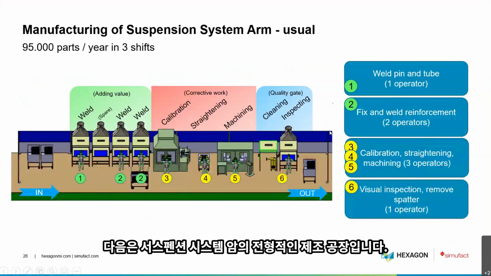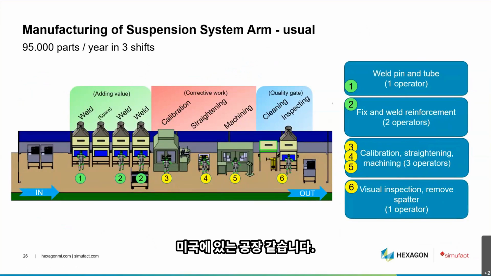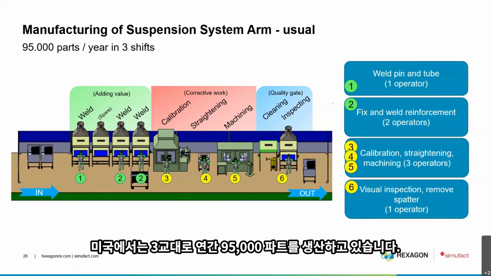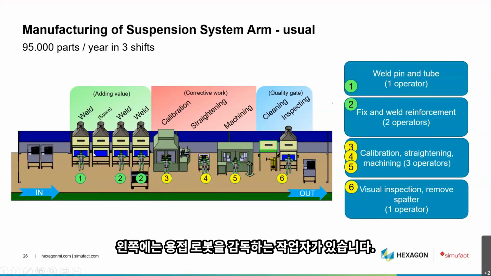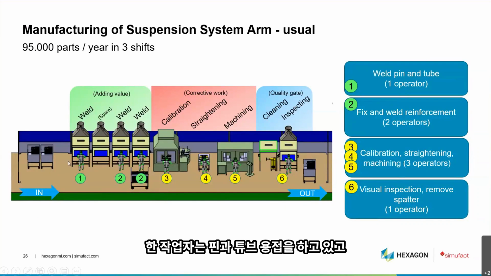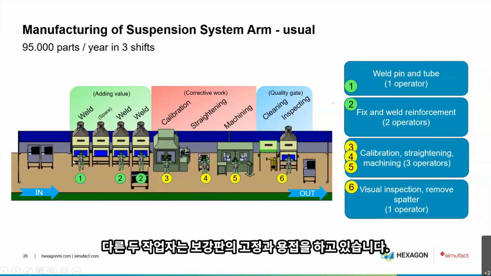And this is what a typical manufacturing plant to do that looks like. This is from America, to produce 95,000 parts per year in 3 shifts. What you see to the left, there are operators supervising welding robots. So there is 1 operator to weld the pin and the tube, and another 2 to do the fixing and welding of the reinforcement plate.